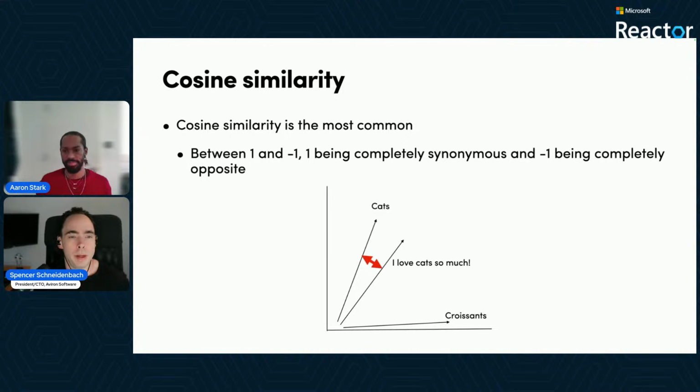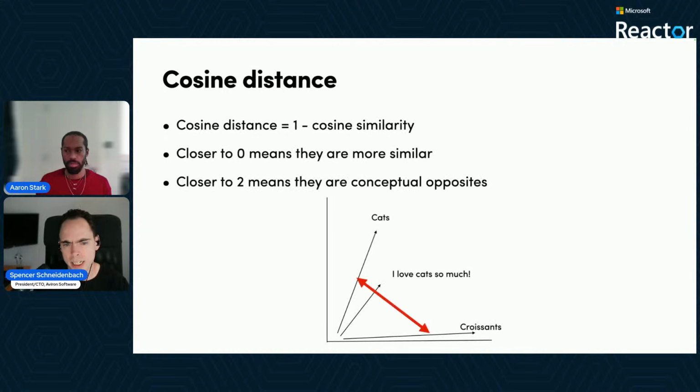So what we use is mainly something called cosine similarity, which is between 1 and negative 1, 1 being completely synonymous and negative 1 being completely opposite. The closer it is to 1, the bigger the number, the more similar these two things are conceptually. Cosine distance is another one, and there are other ones, like dot product. I can't think of the names of them off the top of my head, but there are other ways to measure this. Cosine similarity and cosine distance are typically the most common ones. They're the ones that I recommend you start with.